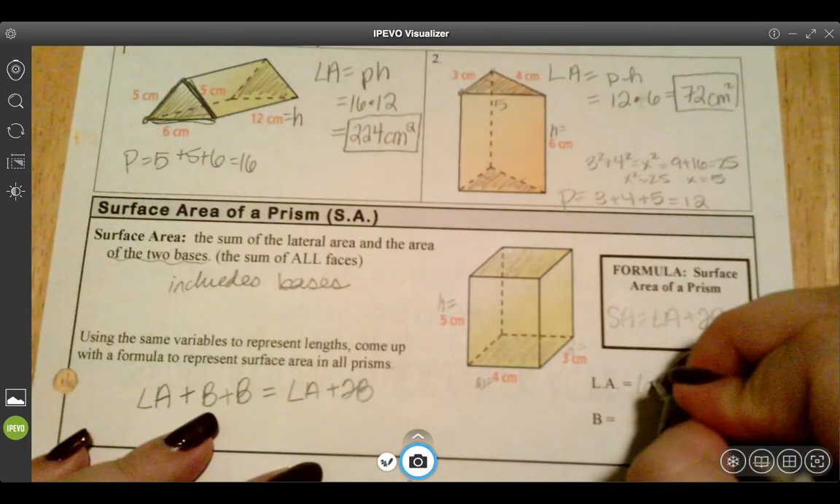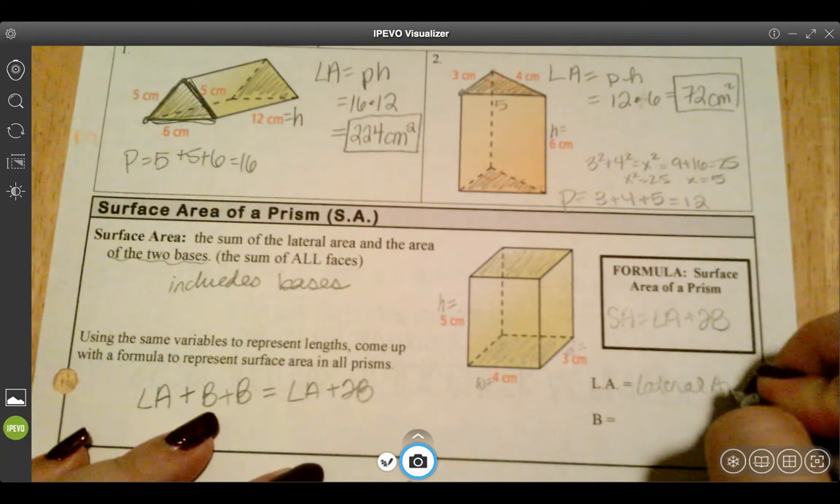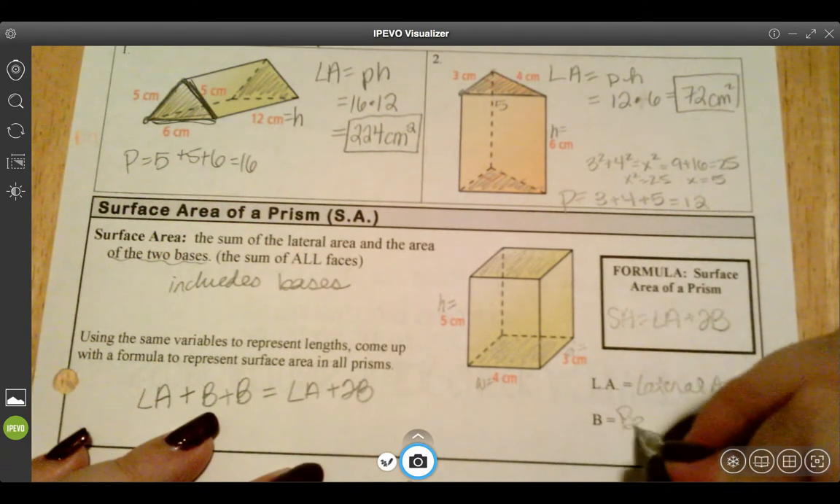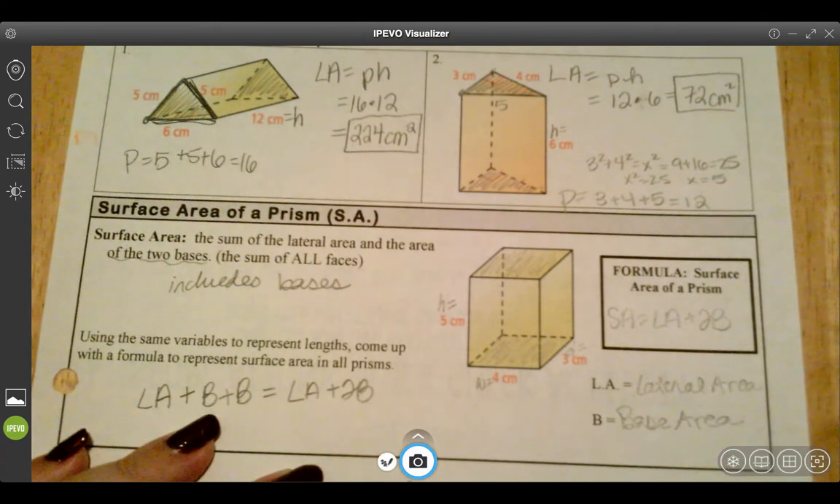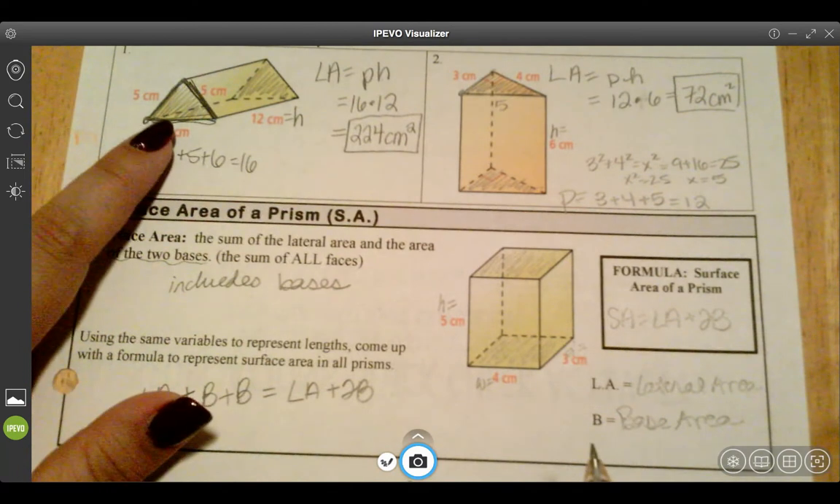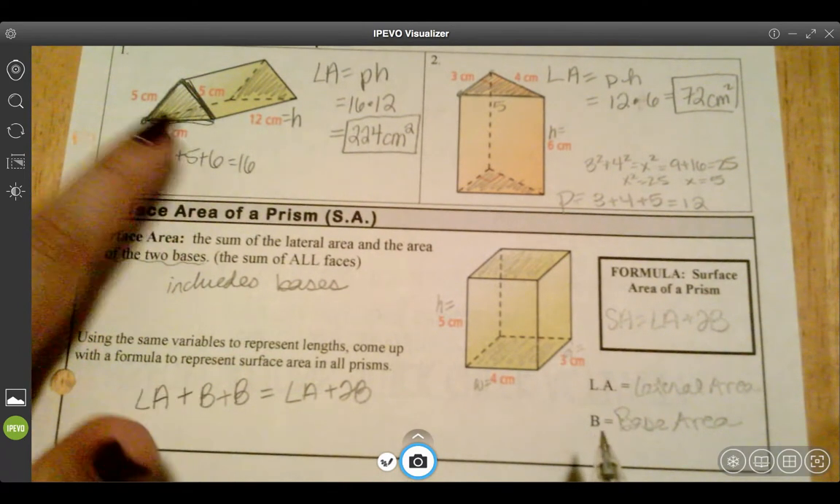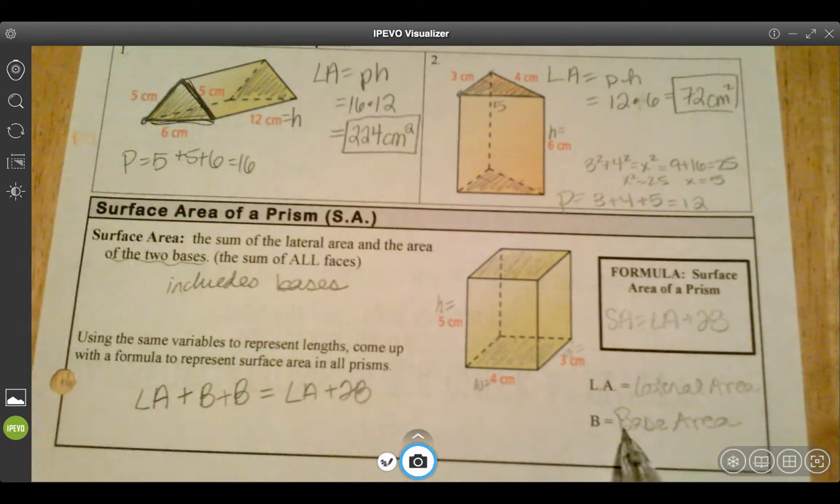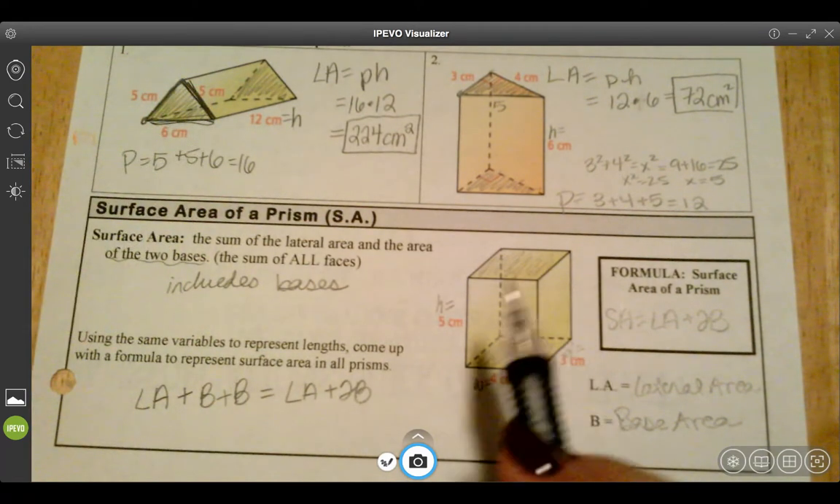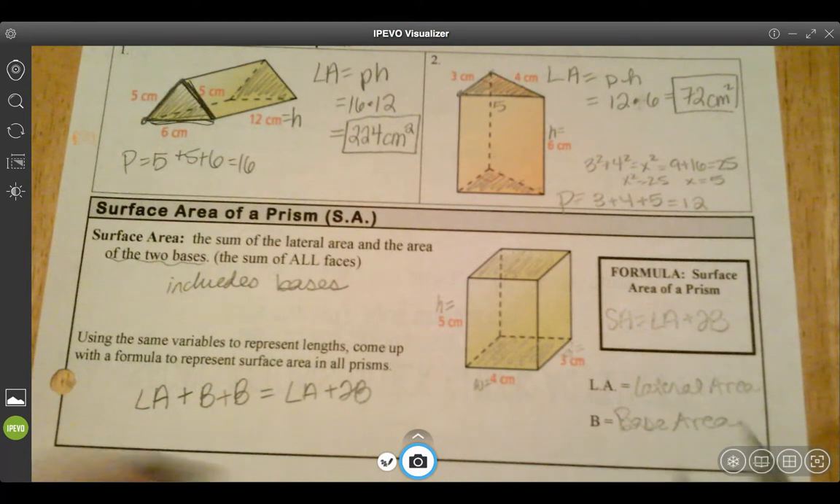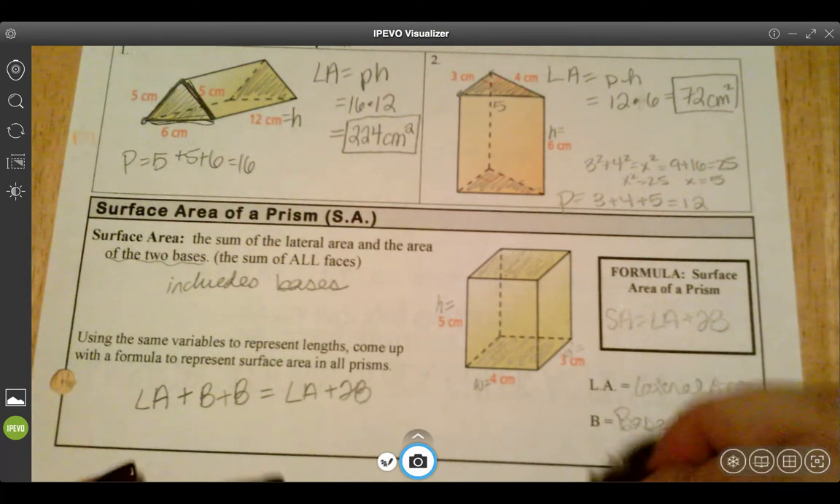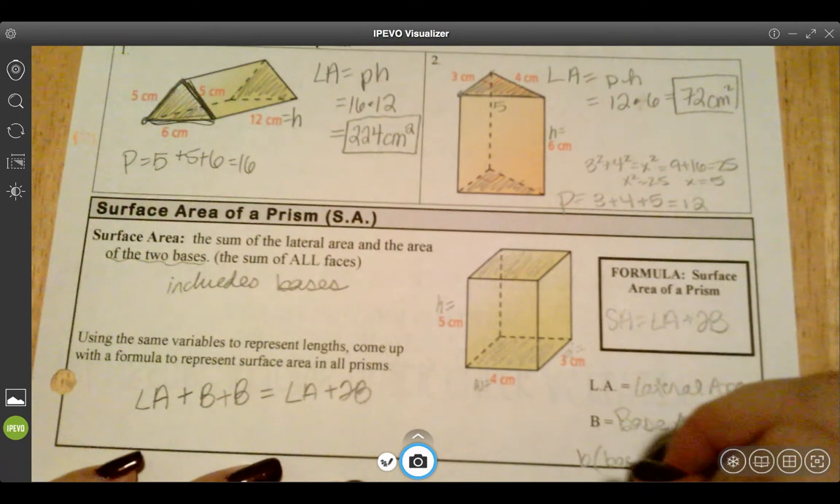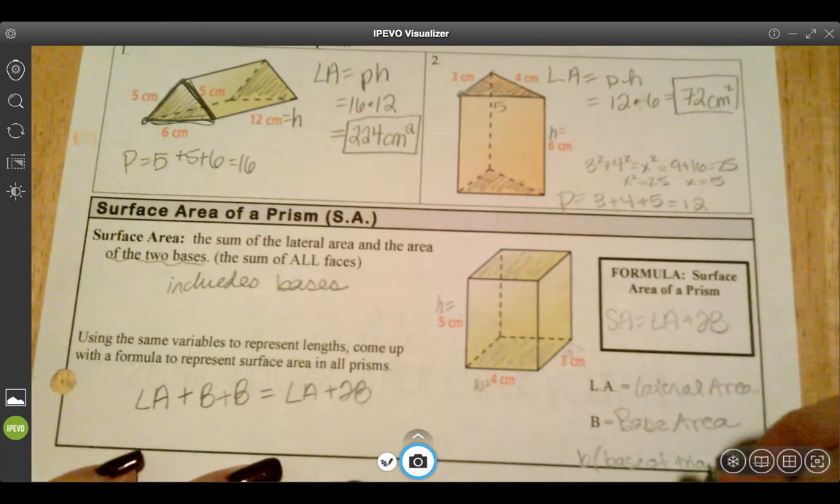LA is lateral area, and B is base area. Okay, so if I'm calculating the area of a triangle, I'll use little b to represent the base of a triangle. Capital B represents the base of a 3-dimensional object. So capital B is an area, little b will be a distance. Little b is the base of a triangle, which is a distance, not an area.